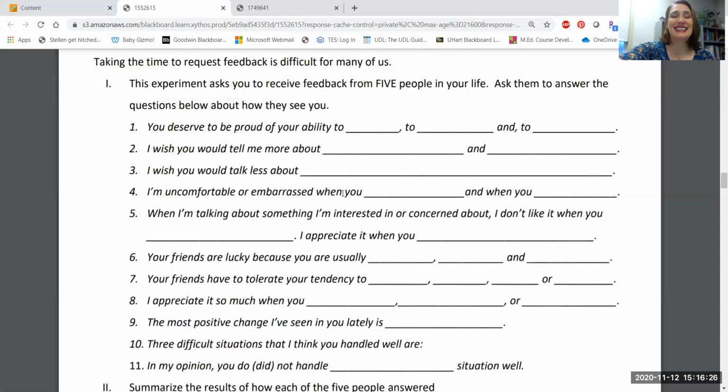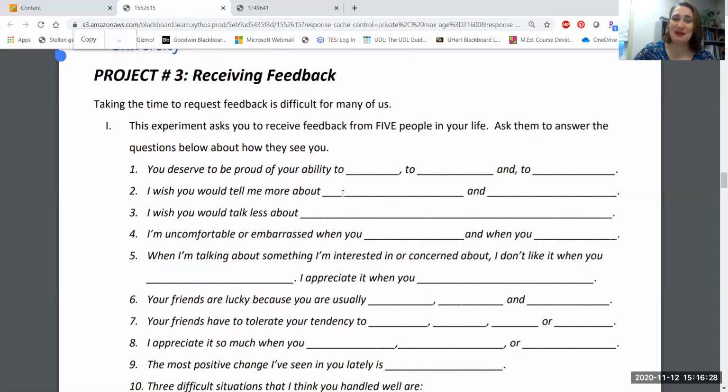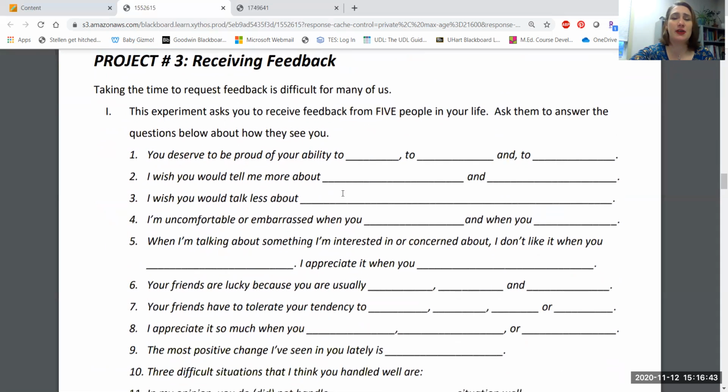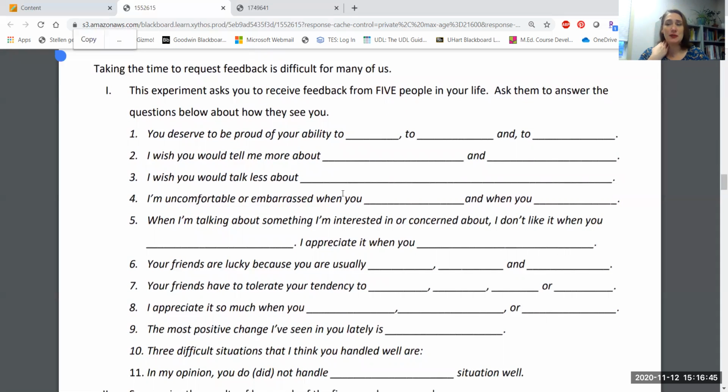Project number 3. This one makes me itch a little bit. Receiving feedback. In this particular project, you are asking 5 people to give you feedback on yourself. What do they really think of you? And I've given you here 11 different questions. You deserve to be proud of something. I wish you would tell me more about. I wish you would talk less about, and so forth.